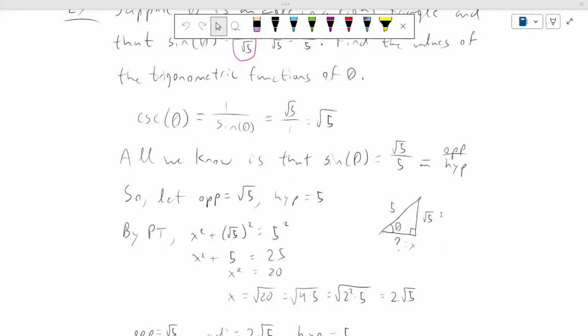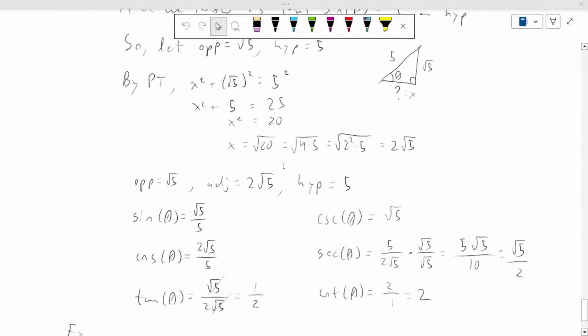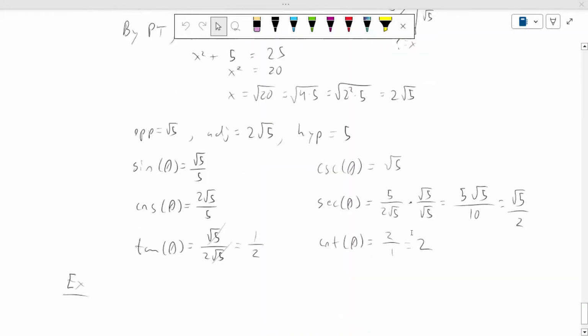The opposite over hypotenuse has to be square root of 5 over 5, right? And then using that, I was able to find the third side by Pythagorean theorem. It's 2 square root of 5. And then now that I have all three sides of the triangle, it was very easy to find what sine and cosine and tangent and so on were, right? So just as a brief recap of that last example we went through. Any questions on that, by the way? Any questions at all?